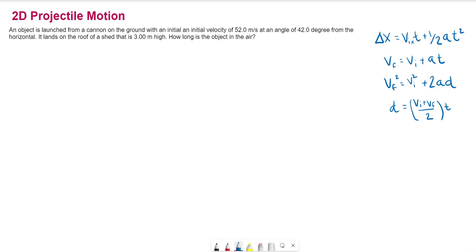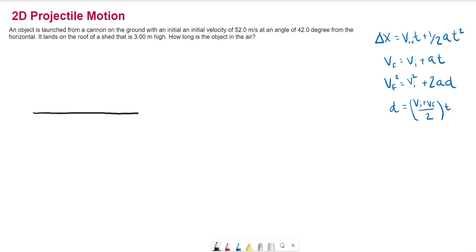So the reason this one is a little bit more difficult is because the object is not landing at the same height that it's been launched at. So we can't just say delta y equals 0 and then easily solve for the time. So let's go ahead and draw a picture of what we have and write out our given values.